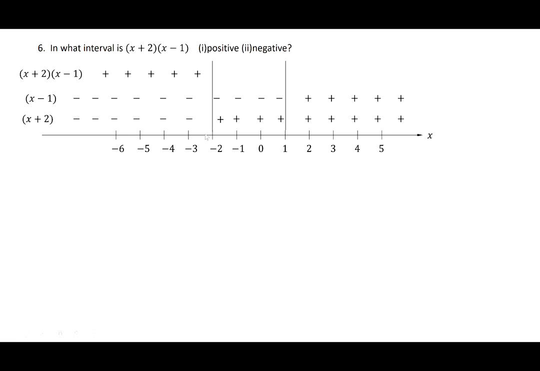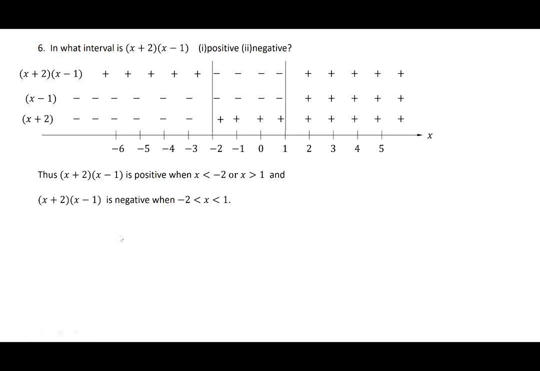Cool. However, on the interval negative 2 to 1, we have positive times negative, which is negative. And here, positive times positive is positive. Isn't that cool? So once you know this, we can clearly tell what absolute value of x plus 2 times x minus 1 ought to be.